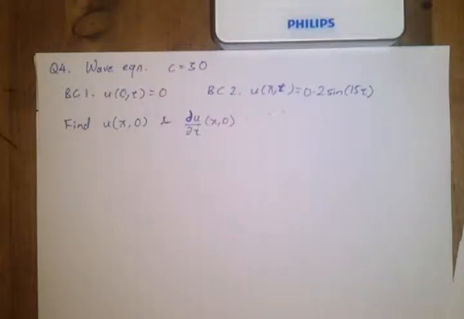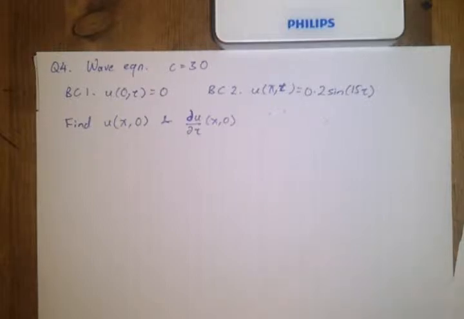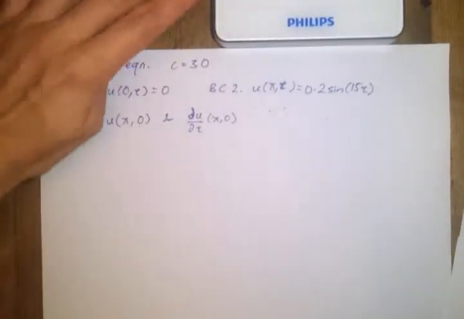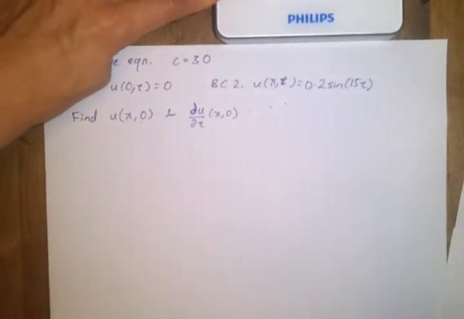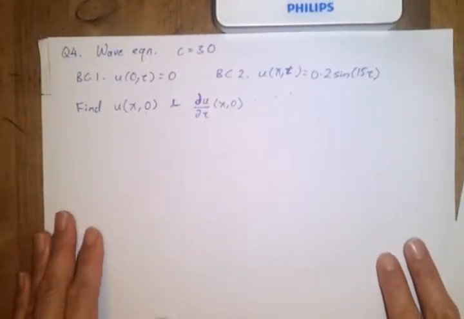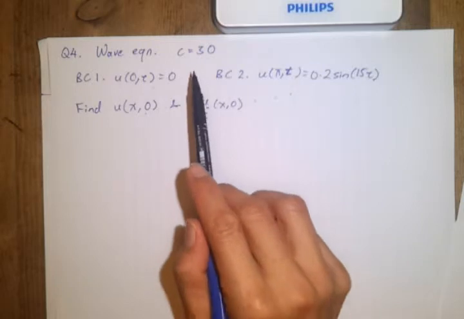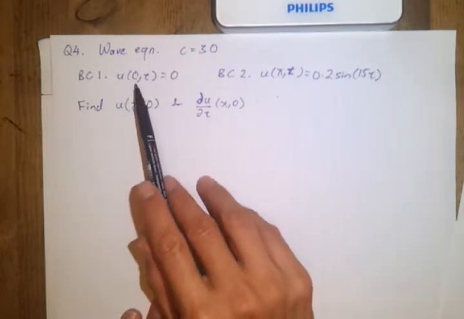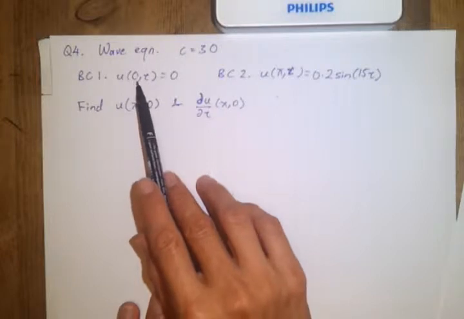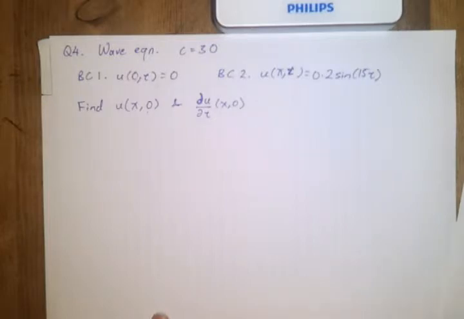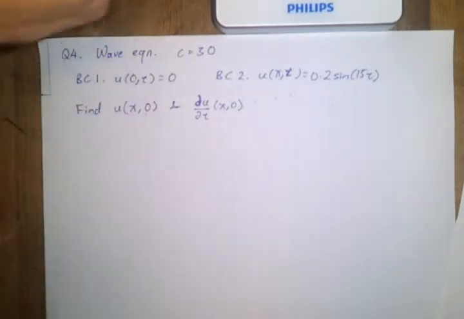Okay, let's move on to question 4. Alright, let me summarize what question 4 is about. Essentially, question 4 is again a wave equation. You are given that the wave speed c is equal to 30. You're given the two boundary conditions at x equals 0 and at x equals pi. In this question, what you're asked to find are the initial conditions.